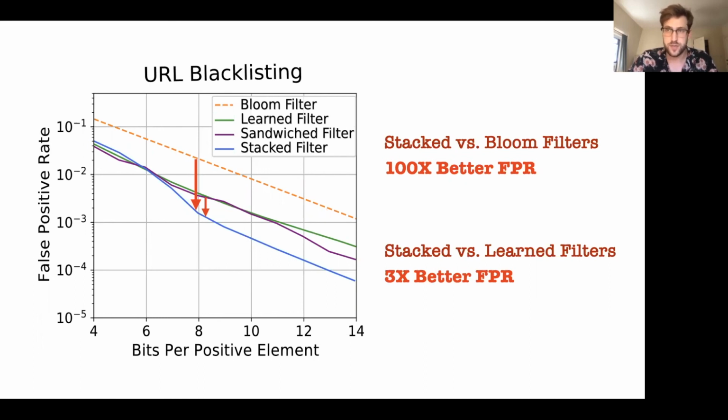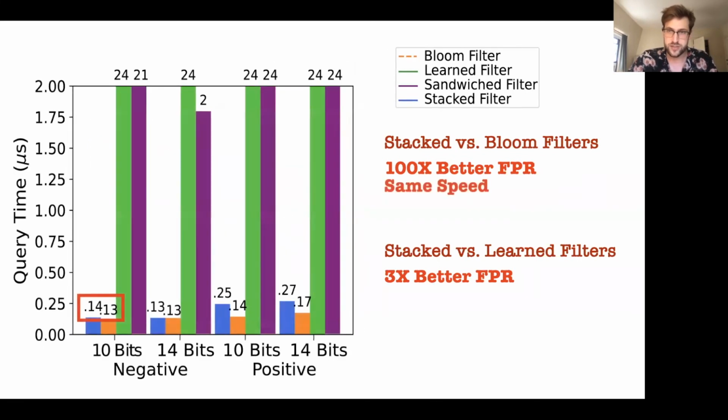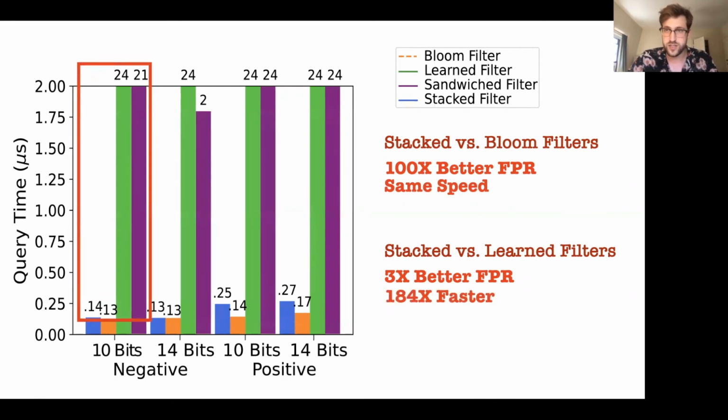Additionally, if we look at the computation time of stacked versus Bloom and learned filters, we see that stacked filters use essentially the same amount of computation as Bloom filters. This is because they're both hash-based, and the first layer actually rejects most items. In comparison, the learned filter uses a machine learning model, which is in this case a neural network run on a GPU. And even using the GPU, this is 184x slower than using hashing on a CPU as in stacked and Bloom filters.